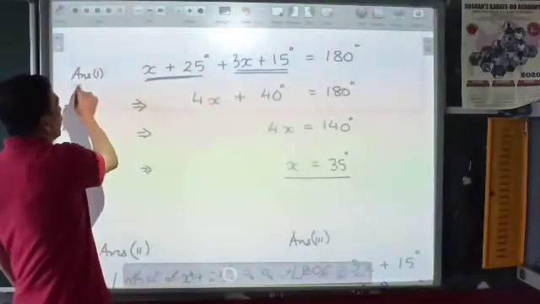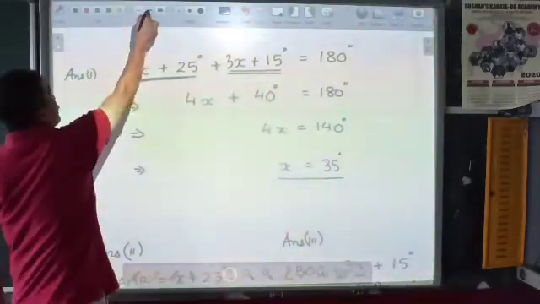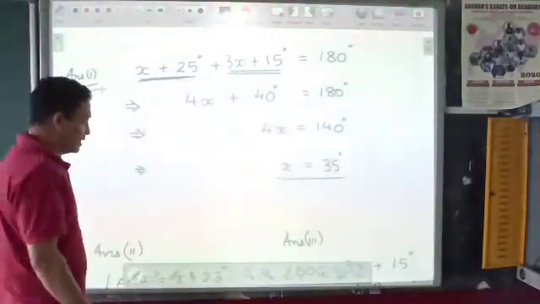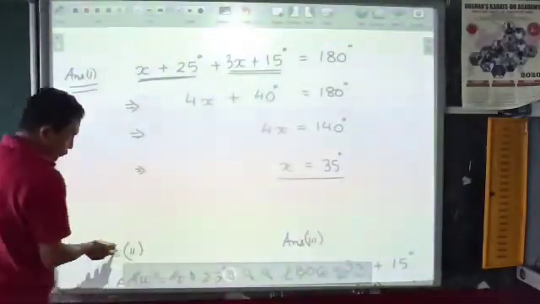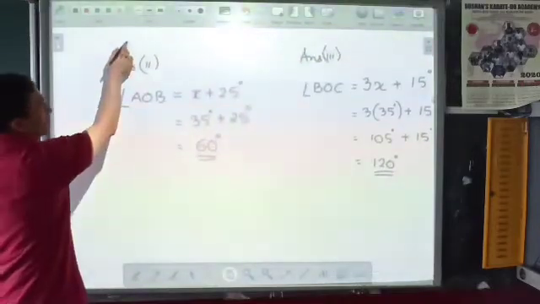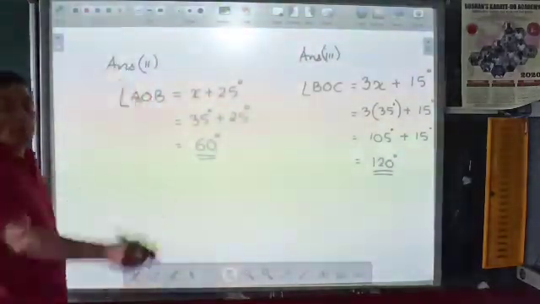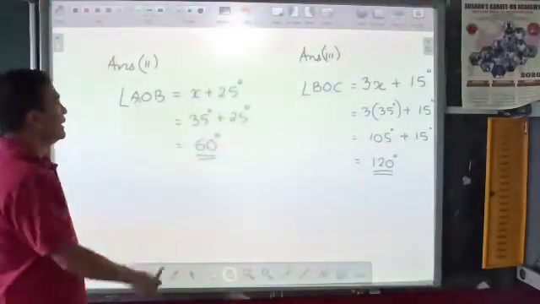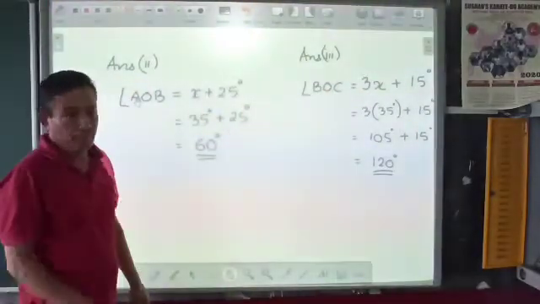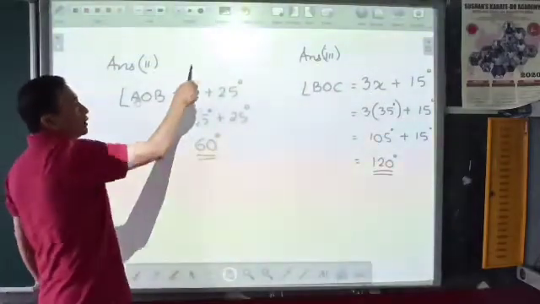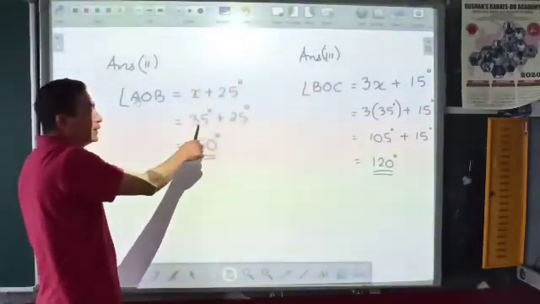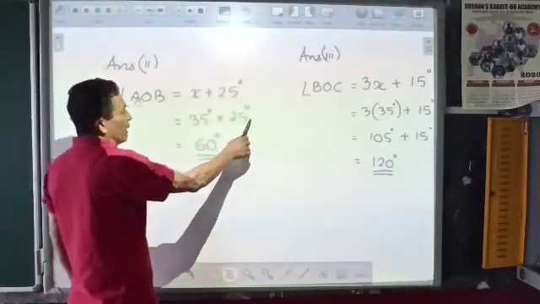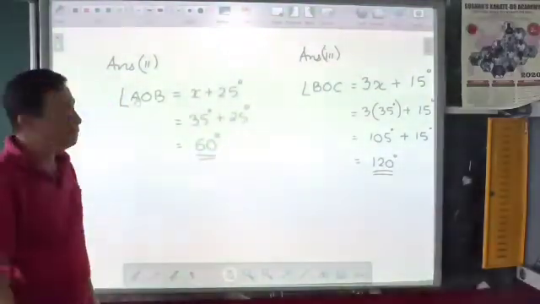So this is what they wanted us to know in the first place. Find the value of x. In the second question, they have told us to find the angle AOB. Angle AOB, if you look at the figure, is x plus 25. I already know the value of x, so substitute that. X is 35 degrees, so 35 degrees plus 25 degrees will give me 60 degrees.